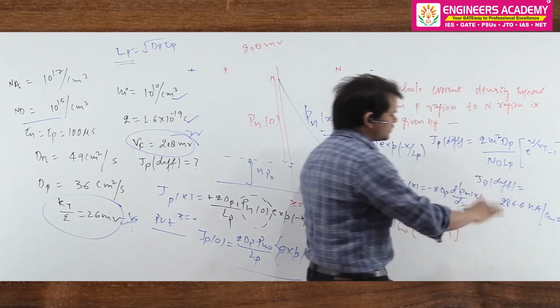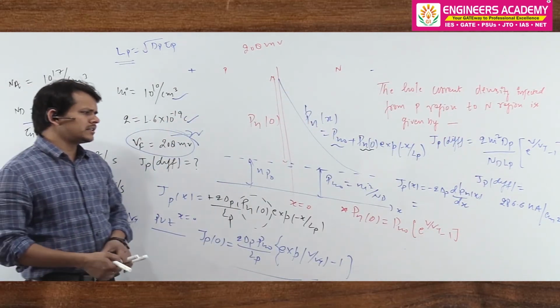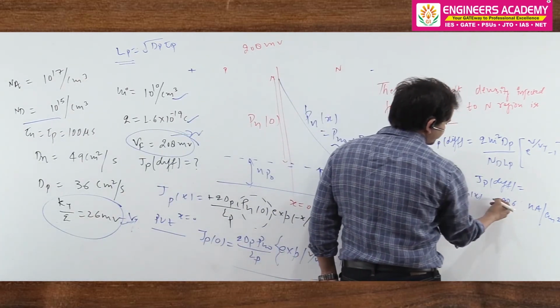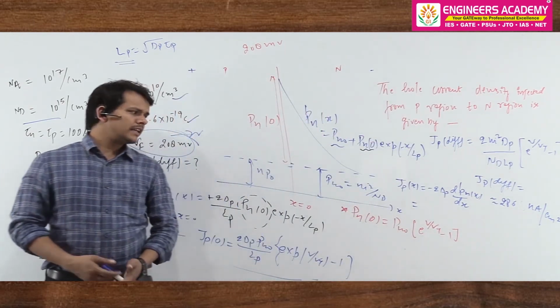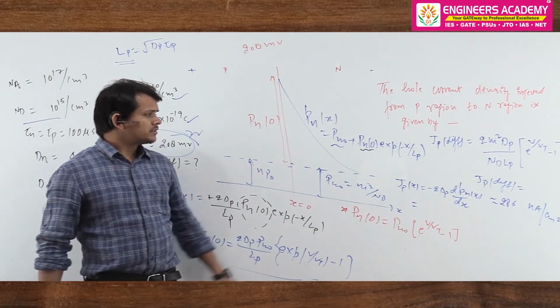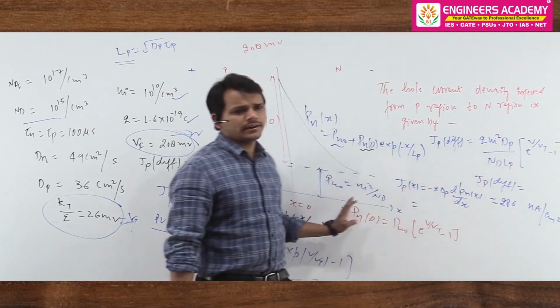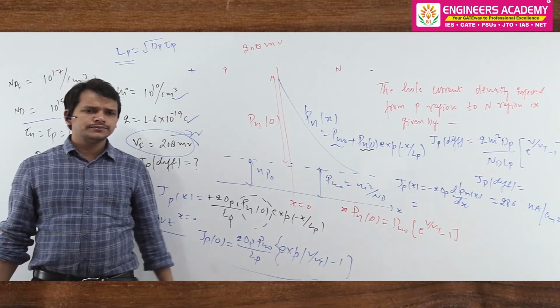So this is the answer of this question, 286 point something, which is approximated to 286 nano ampere per centimeter square. So this is the answer of this question. I just replace all the numbers, not a big deal, just try to solve it and we get this answer. So this is the solution of this question. Thank you.